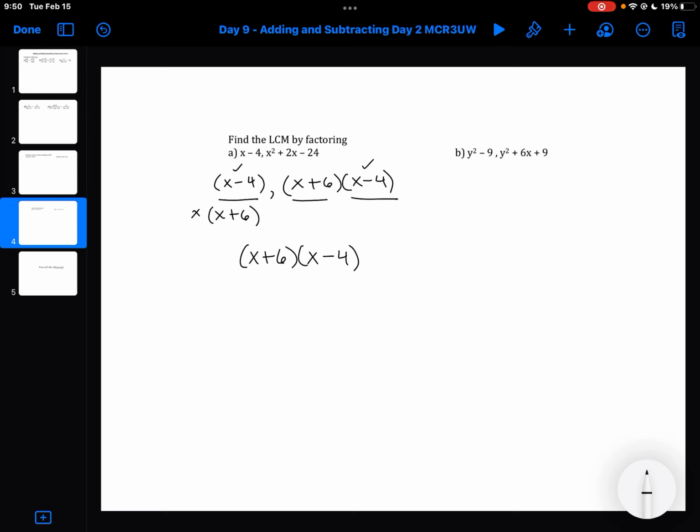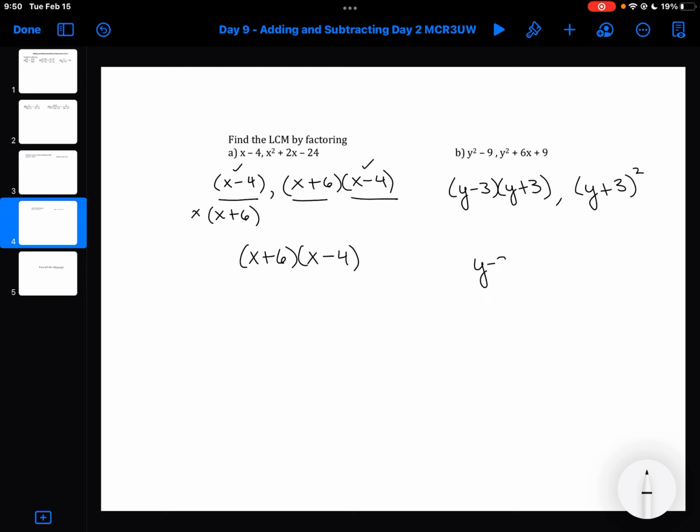Second one, I need to factor both expressions. So I've got y minus 3, y plus 3. And then I've got a perfect square trinomial here, so I would have y plus 3 all squared. So each expression has two factors. In the right-hand side, I'm missing y minus 3. And on my left-hand side, I'm missing an additional factor of y plus 3.